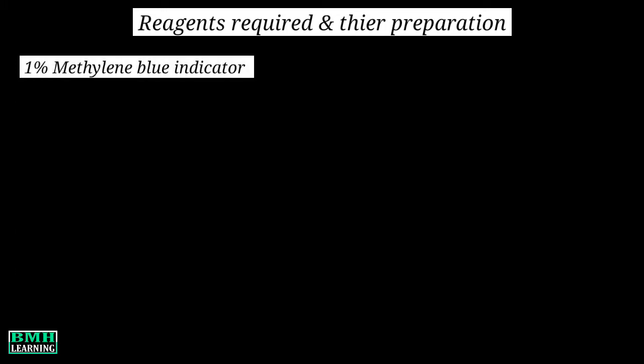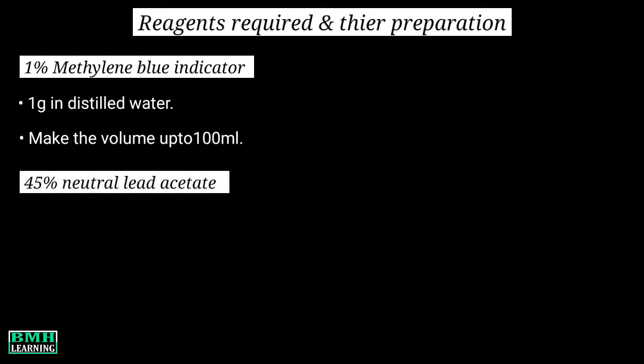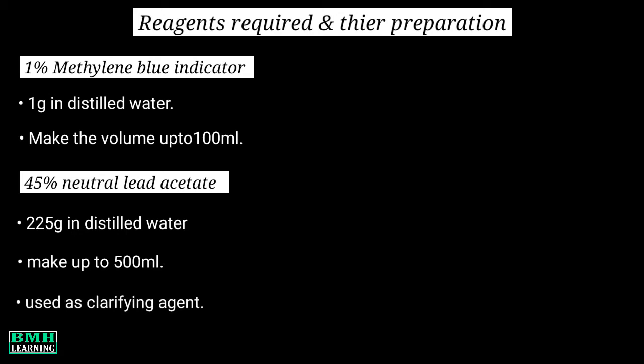1% methylene blue indicator. Dissolve 1 gram in distilled water. Make the volume up to 100 ml. 45% neutral lead acetate solution. 225 gram of neutral lead acetate is dissolved in distilled water. Make up to 500 ml. The chemical is used as clarifying agent.